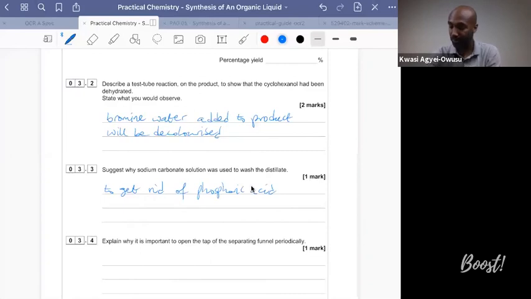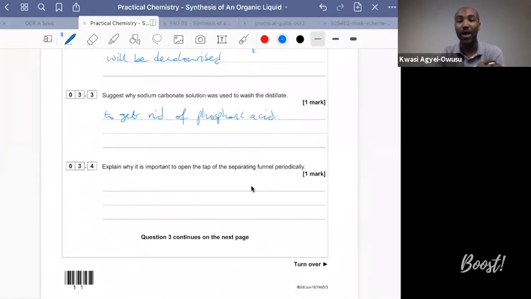Okay, in 3.4, we're asked to say why it is important to open the tap of the separating funnel periodically. This relieves the pressure. Okay, so you want to relieve the pressure built up because as you're shaking it, your volatile product is evaporating away and producing vapor, which you would need to get rid of. Also, in this instance, you're making carbon dioxide from the reaction between your acid and the sodium carbonate that you've just added. And so you will need to get rid of the CO2 that's being formed. Okay, so there's pressure build up from CO2 forming.